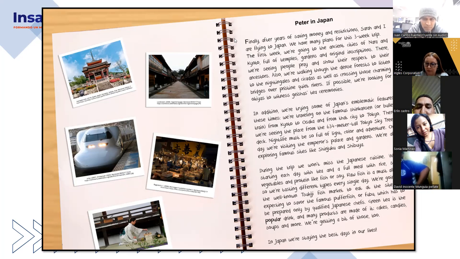We're going to the well-known Tsukiji fish market to eat on the site and expecting to savor the famous puffer fish or fugu, which has to be prepared only by qualified Japanese chefs. Green tea is the popular drink and many products are made of it, cakes, candies, soaps, and more. We're getting a bite of those too. In Japan, we are spending the best days of our lives.